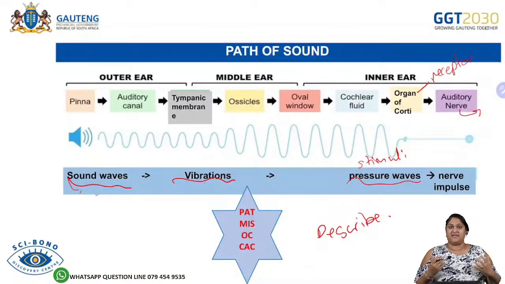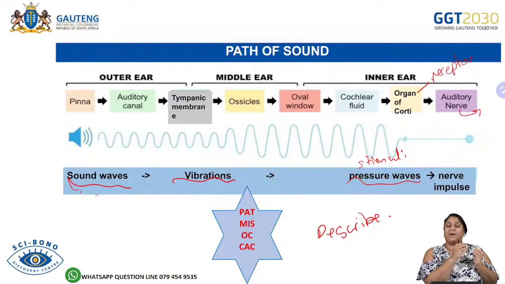The easiest way to remember is that the pinna is going to pick up the sound waves. When it reaches the tympanic membrane, it's going to vibrate, and that vibration is going to cause the other parts to vibrate. Then when it enters the cochlea, which is filled with fluid, we cannot have a vibration. You don't talk about water vibrating. Now we talk about pressure, so we talk about pressure waves.